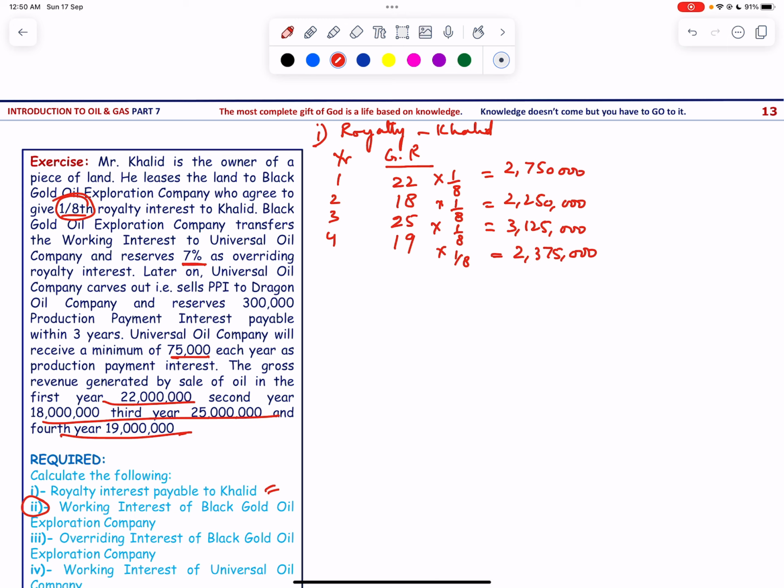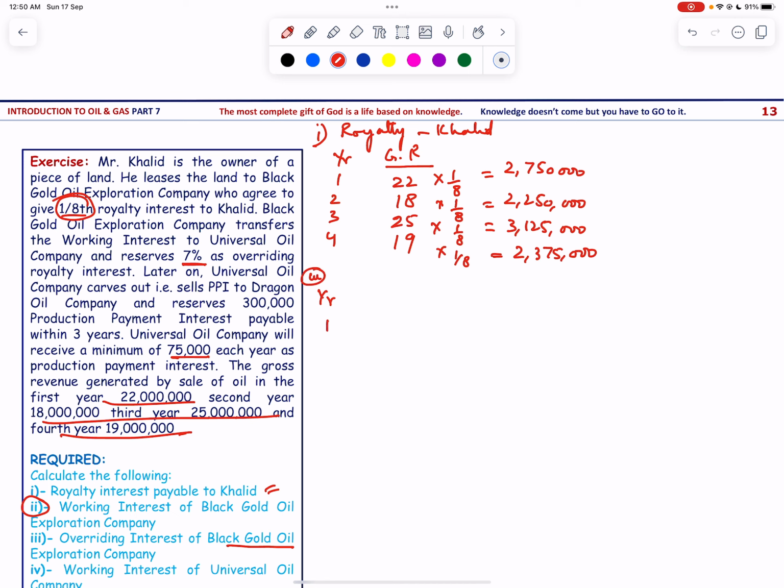Then we go to part 2, working interest of Black Gold Oil Exploration Company. Now the working interest for Black Gold Oil Exploration Company for each year will be 0 because they have transferred the lease. Then overriding interest of Black Gold Oil Exploration Company. So again we have the years, and this is part 3.